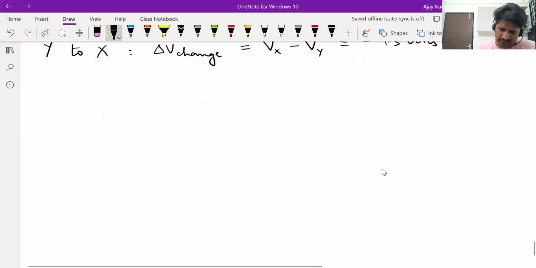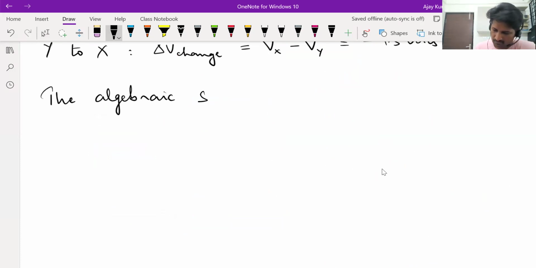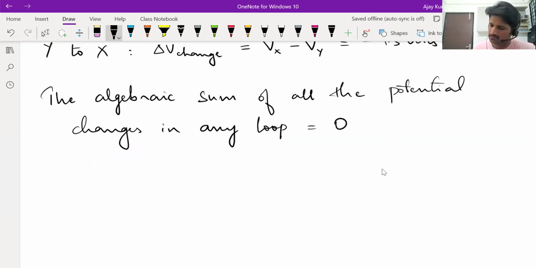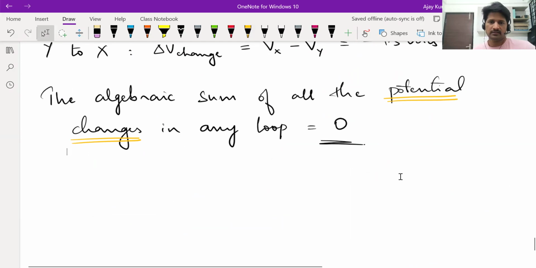The algebraic sum, I'll just write the statement quickly. The algebraic sum of all the potential changes in any loop is 0. Okay, so to apply this, you need to know how to express potential changes. If you don't know how to write potential changes, then you can't write KVL equation at all. Okay, let us discuss this in detail.